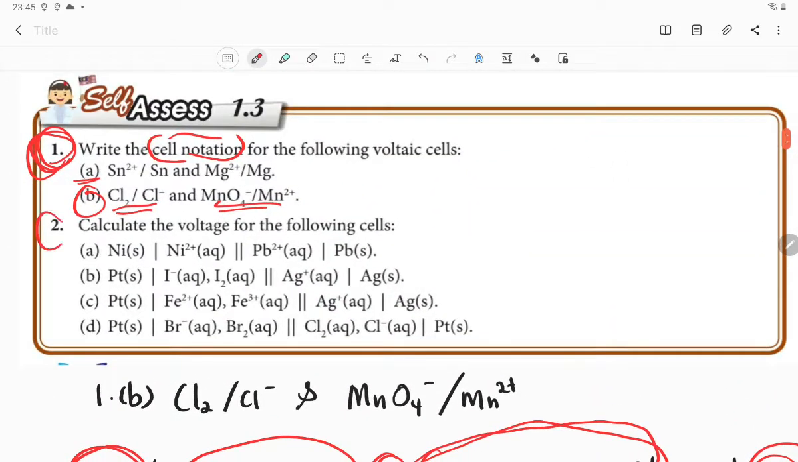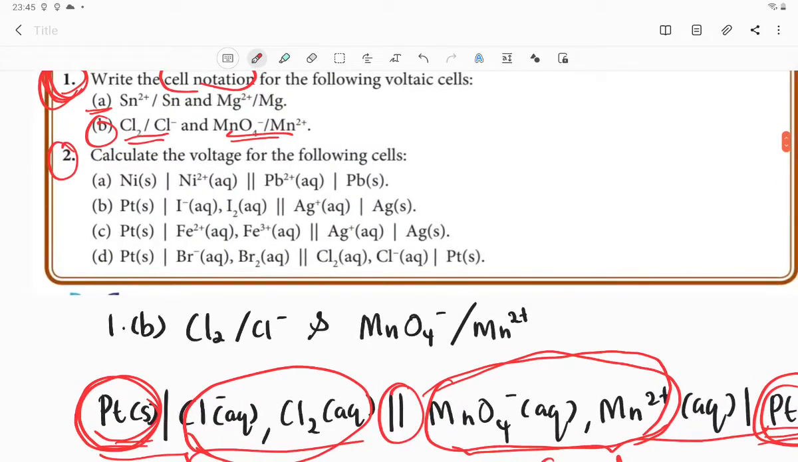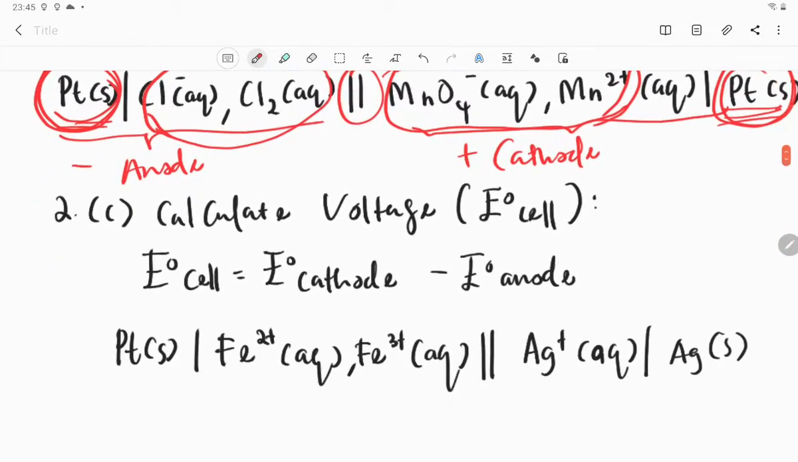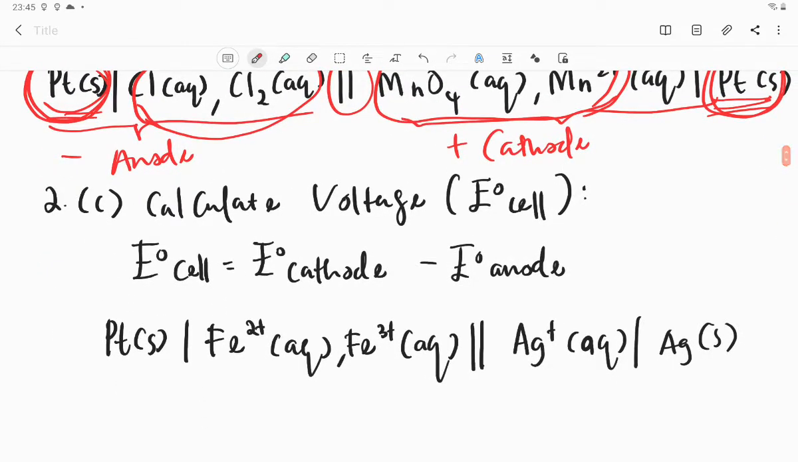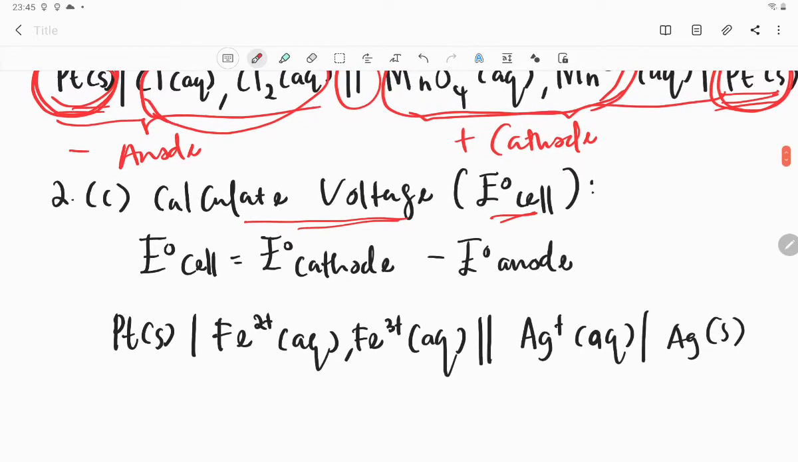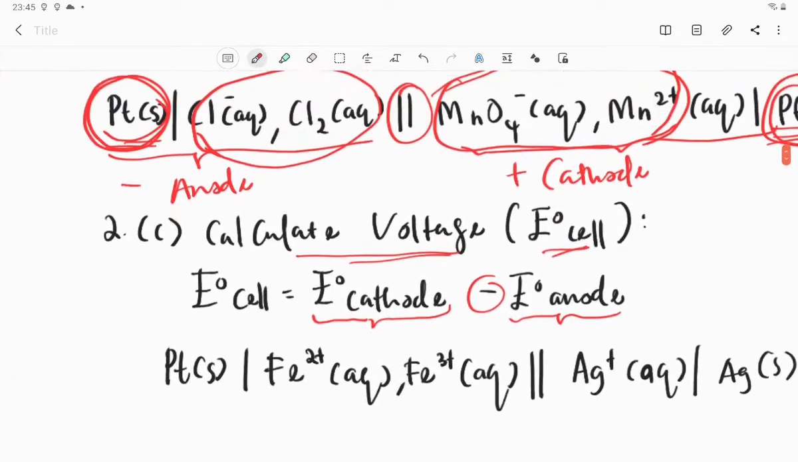Okay, question number 2, calculate the voltage for the following cells. Many people do not understand this because there is Pt here, platinum. What is the function? How? Okay, right. So calculate the voltage of the cell. Easy formula: E° of cathode minus E° of anode. Okay, so we take a look.